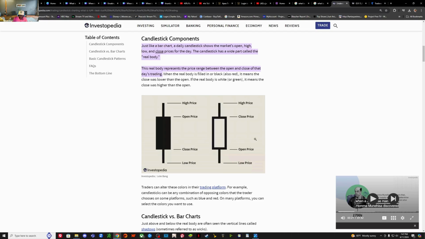And the reason that I chose black and white is because you can change your candlesticks to whatever color you want them to be. So red and green doesn't have to be your normal. It can be blue and purple. It can be whatever color you want it to be. So we just go with a clear generic black and white.